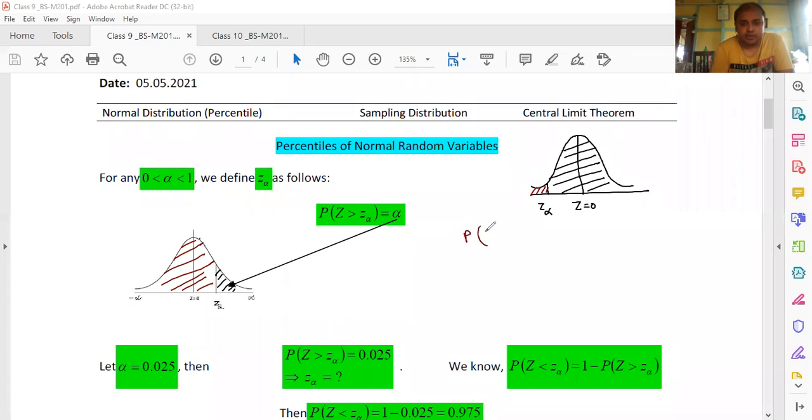One region is probability of Z greater than z alpha. This is one probability. And another probability subsequently can be obtained, which is probability of Z less than z alpha, which obviously is 1 minus alpha. Now, percentile is simply 100 multiplied by 1 minus alpha. That is called the percentile. I'm being very brief because I explained these things in the morning session. Okay, so this is called the percentile of the normal random variable associated with the situation, the system.